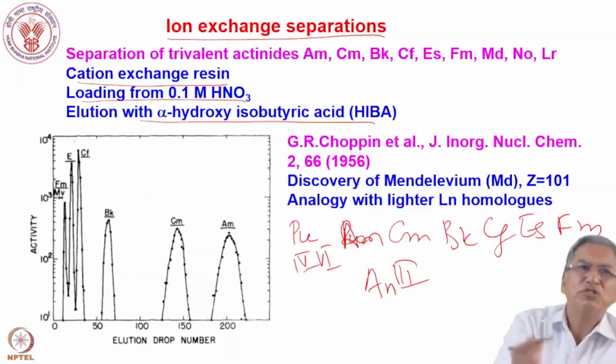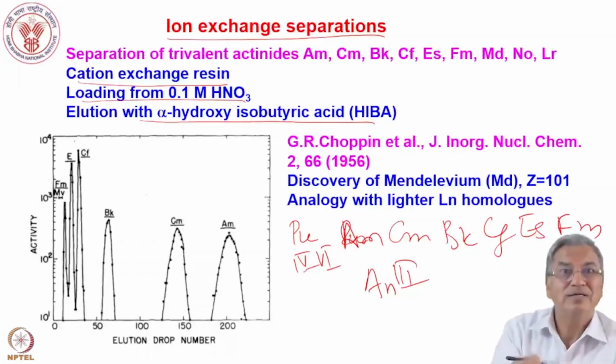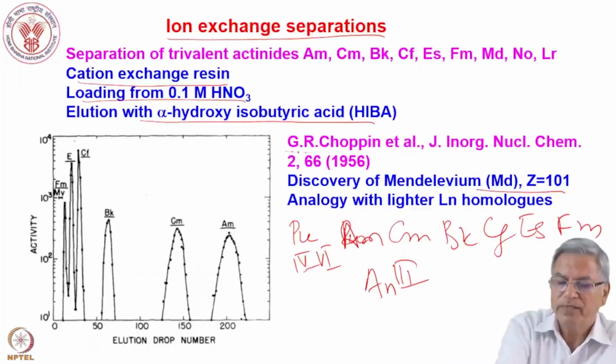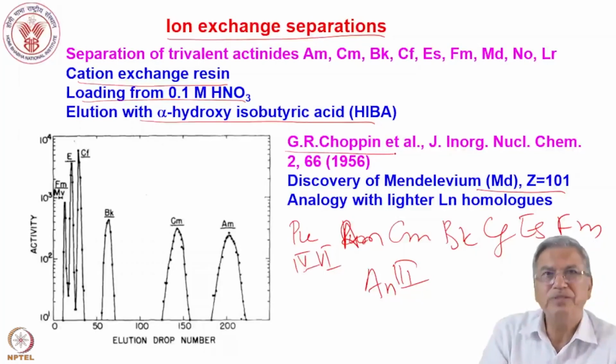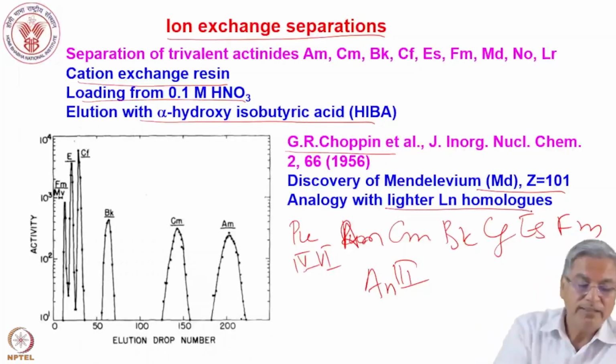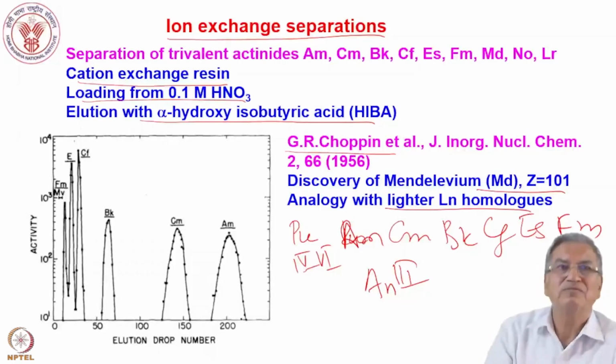Now, you don't have radiotracers of the actinides, but you can use radiotracers of lanthanides to see the position of individual actinides. That is how the element mendelevium, Z equal to 101, was discovered by Gregory Choppin, a student of L. B. Werner, by analogy with the lighter lanthanide homologs. Their position in the ion chromatography system was useful in discovering new elements. This is the power of ionic separations.